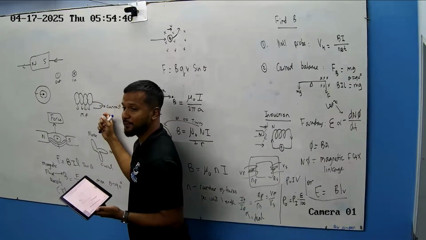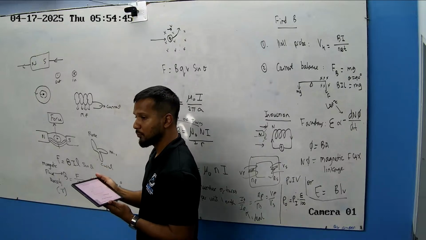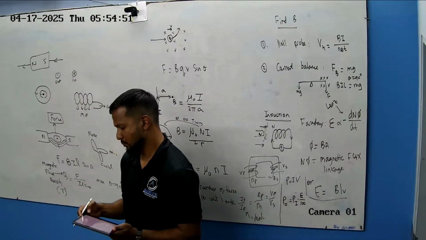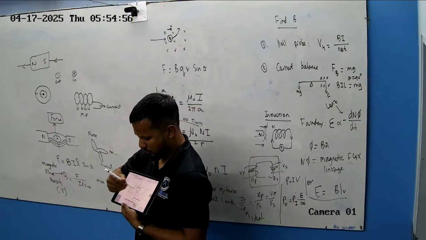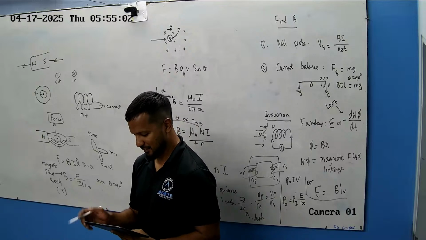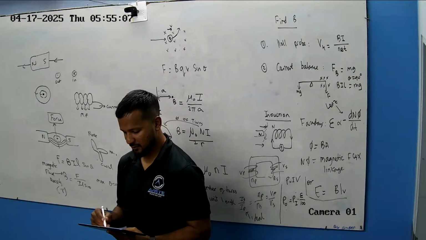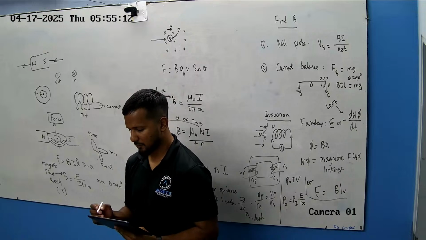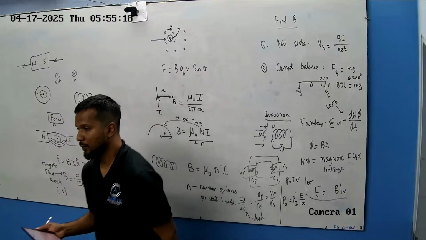Right, you're using this one, the right hand grip rule. You have to draw it. Watch it here. You're drawing it here. No, not like that. Like this. Next one.